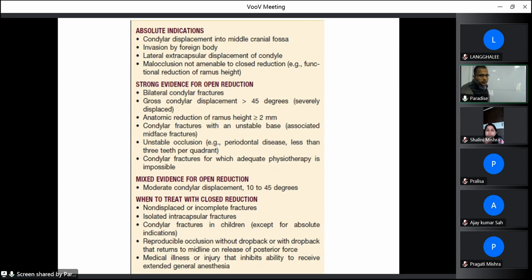Common sense also tells you that if the condyle has already entered the middle cranial fossa, you can't just leave it. You have to operate. You don't have any option. Or if the condyle is displaced laterally and the capsule has ruptured and it has come outside, then also you have to operate. Even with non-surgical treatment, if you can't get the occlusion, then also you have to operate.